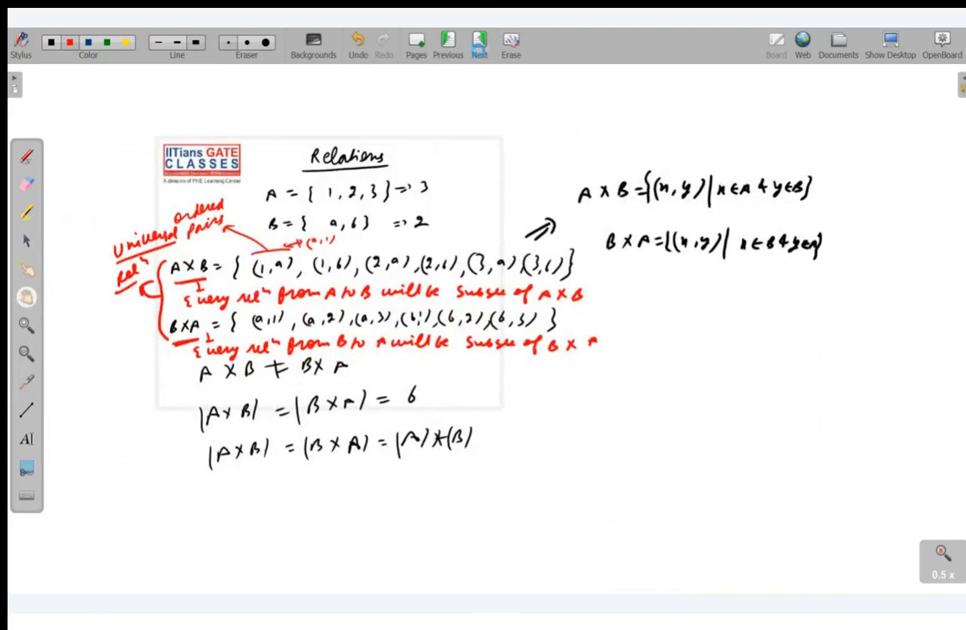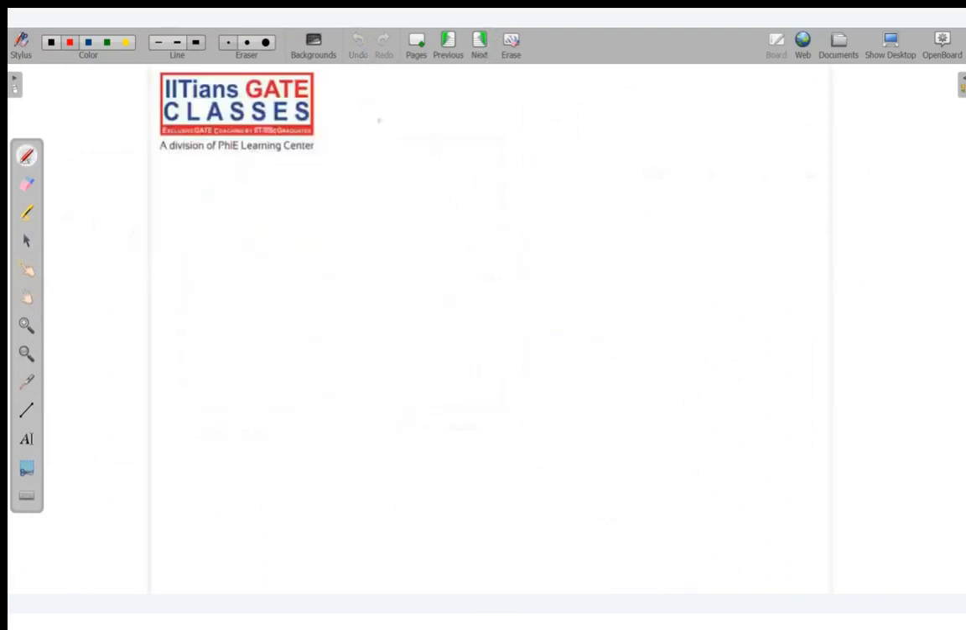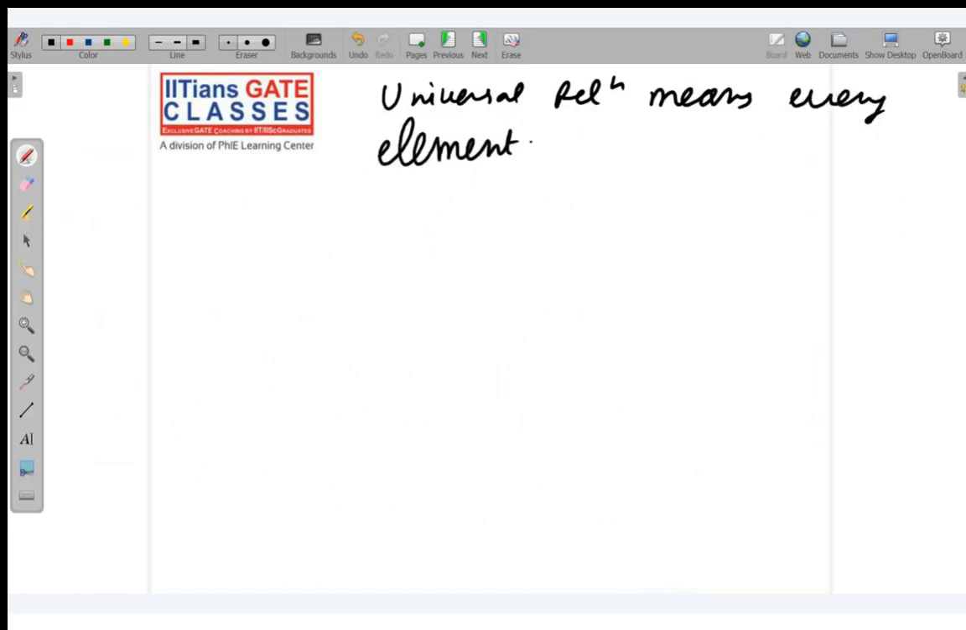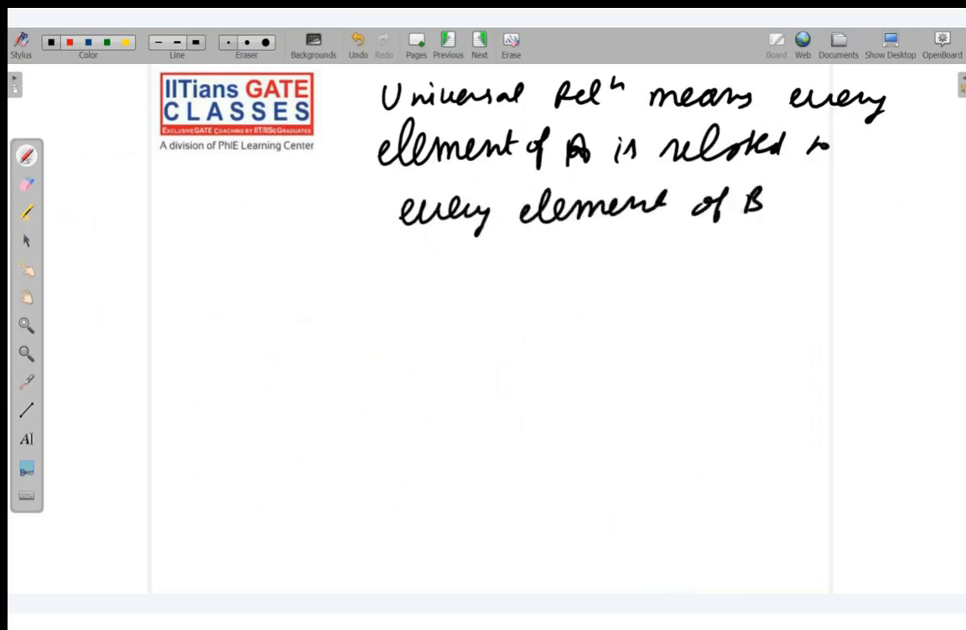Okay. So what is the universal relation saying? Universal relation is saying every element of A is related to every element of B. Universal relation means every element of A is related to every element of B. Universal relation means this thing.